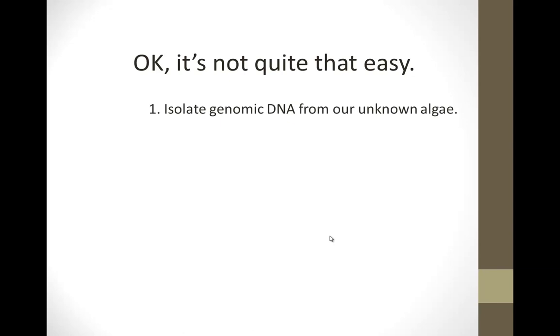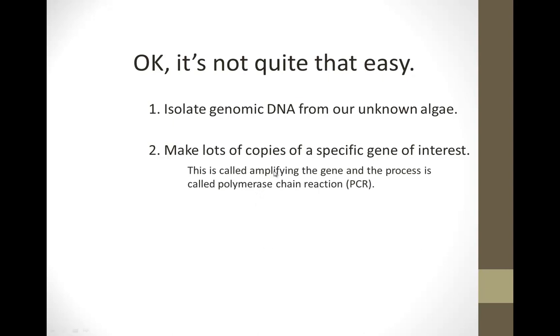First, we're going to isolate genomic DNA from our unknown algae. That means all the DNA from all the nuclei in all of the algae cells in your sample. Then we're going to make a lot of copies of a specific gene of interest. And by a lot, I mean billions of copies of our gene of interest. So just that one part of the genome, we're going to copy billions of times. This is called amplifying the gene. And the process that we do it by is known as polymerase chain reaction, and I have a whole video ready to go for that, as well as I'm going to give you a link to a video as well.